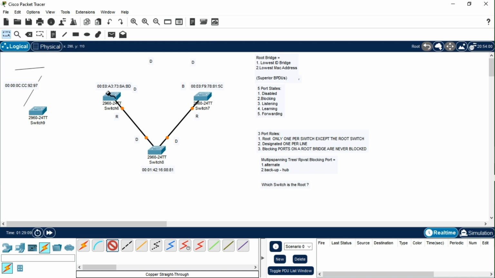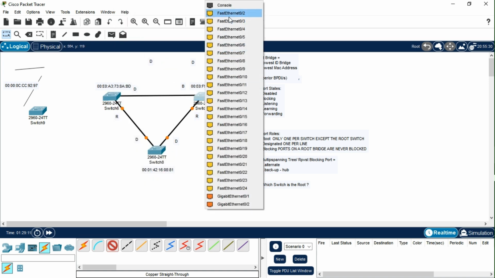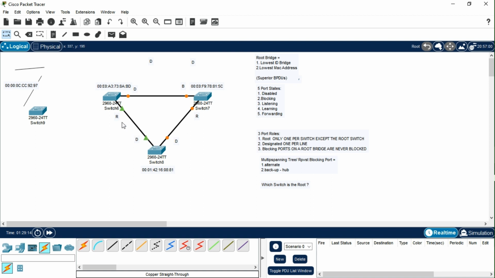As you can see, this right here is a perfect example of the switch going through its port states: disabled, blocking, listening, learning, forwarding, and so on. For the root bridge, the root switch, there are two ways to determine that. The lowest bridge ID, and by default they're all the same. If they're all the same, it goes to our second rule, which is the lowest MAC address. The switch with the lowest MAC address is going to be our root switch.